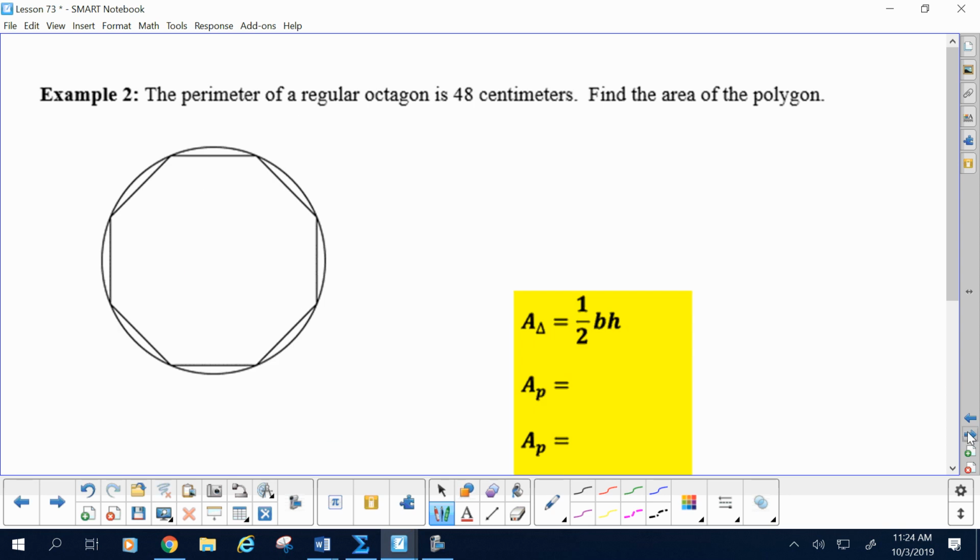The perimeter of a regular octagon is 48 centimeters. Find the area of the polygon. So, a little different here. All right? So, it says the perimeter now. They're giving you something different. They're not giving you the radius. So, what do you make out of that? What can I locate on my picture?